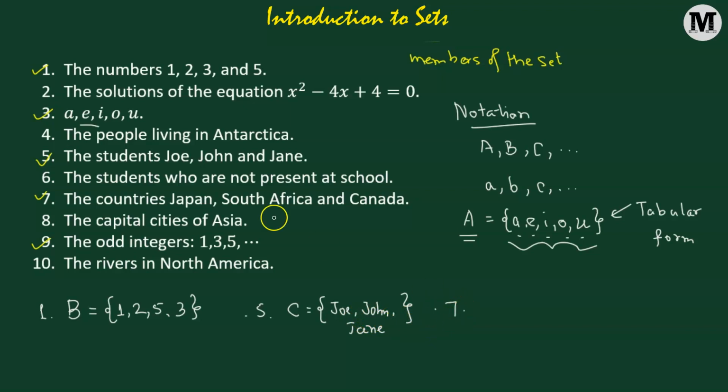Coming to the seventh one, we have 3 countries, Japan, South Africa and Canada. So let's say we represented the set by the letter D. So we will list the names. I'm representing it by J for Japan, SA for South Africa, and C for Canada. But don't get confused that I am listing the names in uppercase. Let's try to avoid this confusion. It's better to write down the full name. So here we have Japan, South Africa, and Canada.